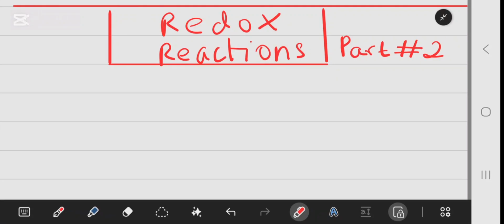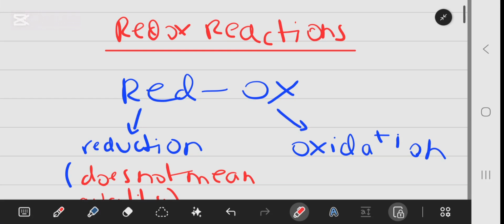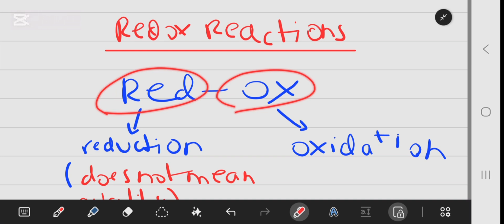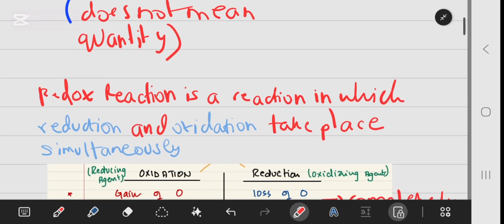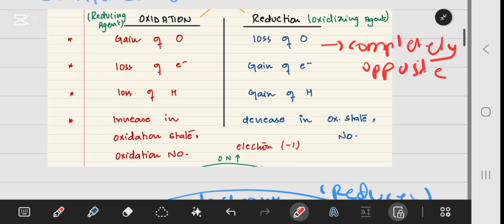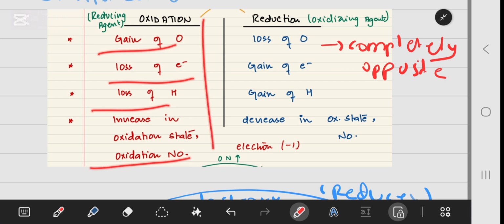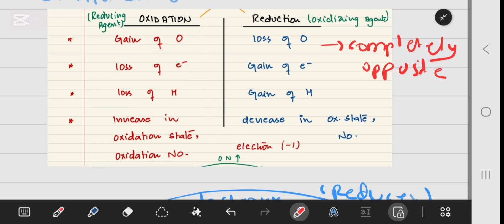So in our last class, we started our discussion on redox reactions. We defined redox, which is a term made by joining red and ox together, where these are two processes that always happen simultaneously. We also discussed some types of oxidation and reduction with the help of this table, in which we discussed that gain of oxygen, loss of electron, loss of hydrogen, and increase in oxidation states or oxidation numbers are all oxidations. And in terms of reduction, we discussed the loss of oxygen, gain of electrons, gain of hydrogen, and the decrease in oxidation number is the reduction.